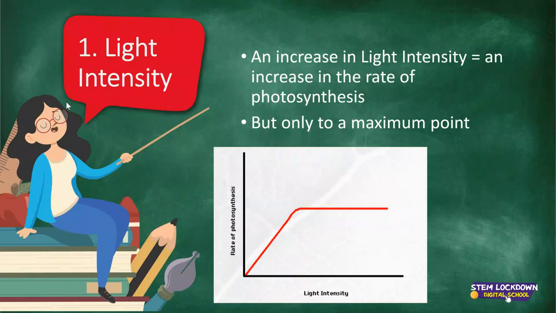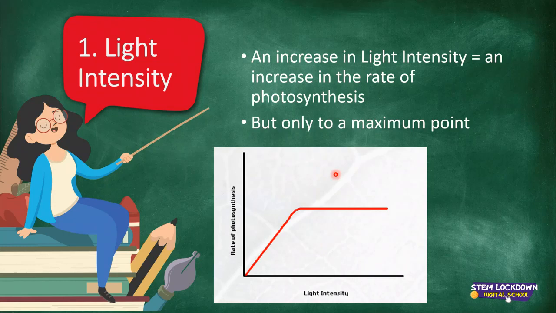One might ask why? Well, remember our word equation and the chemical equation of photosynthesis. We need carbon dioxide and water in order for photosynthesis to take place. But we also need light, radiant energy from the sun, right? We need chlorophyll and we need enzymes. So if the light intensity is high, then photosynthesis will take place at an increased rate, right? But this is only to a maximum point. Please highlight that. Only to a maximum point.